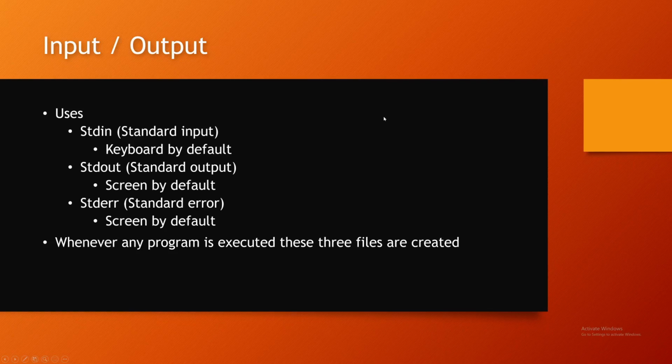Now let's move on to input-output. Input-output uses stdin, which is the standard input, stdout, the standard output, and stderr, which is the standard error. Stdin is the keyboard by default, stdout is the screen, and stderr is also the screen by default. Something interesting that I'll go into later in file systems is that whenever any program is executed, these three files are created. That's something interesting I learned, because it turns out in Linux everything's a file.